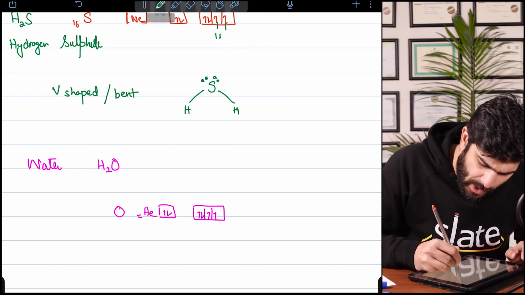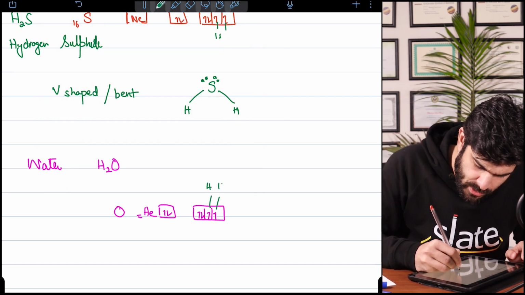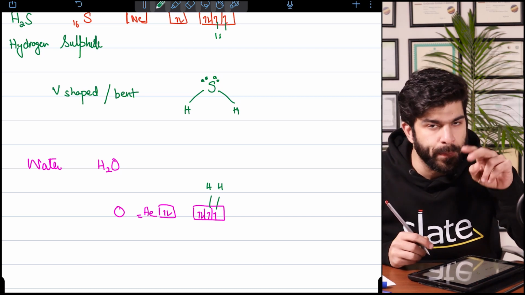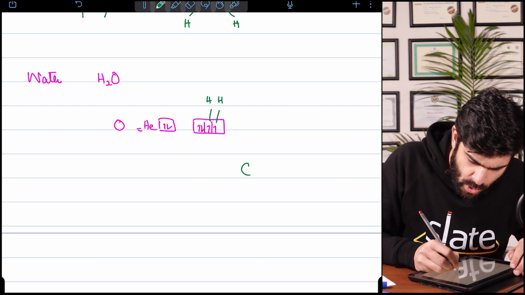So hydrogen needs 1 bond each, H and H. So we are left with 2 lone pairs again. 2 bond pairs, 2 lone pairs. What would happen?